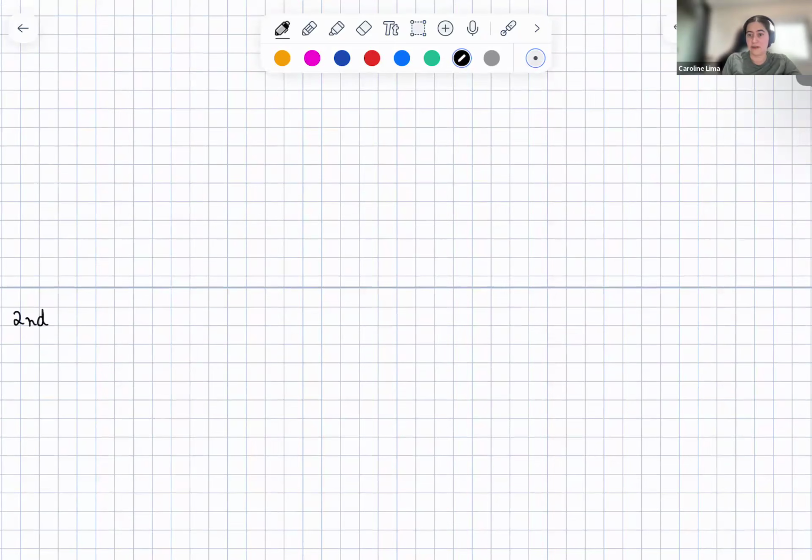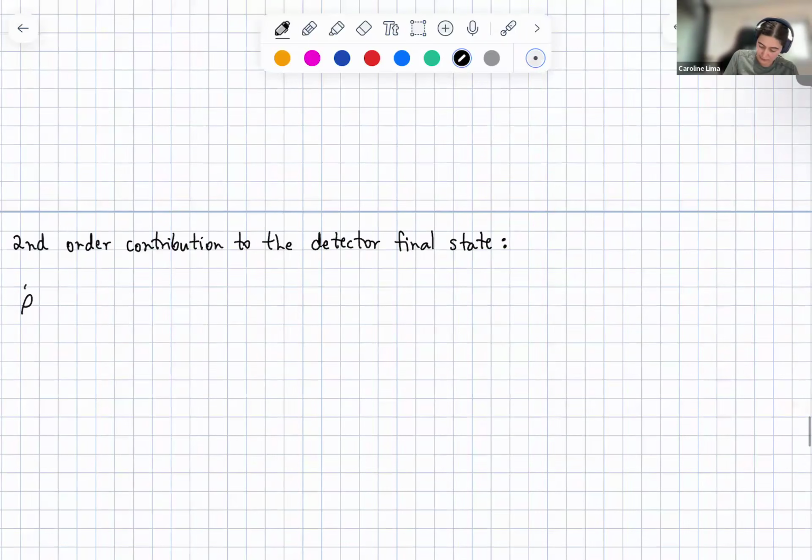So I'll compute now just the second order contribution to the detector final state. So as we discussed before, this is going to just be the trace, right? That from what we just computed. So that is going to be the trace over phi of whatever I had computed.